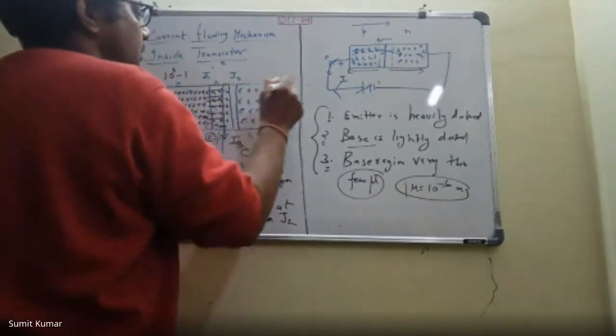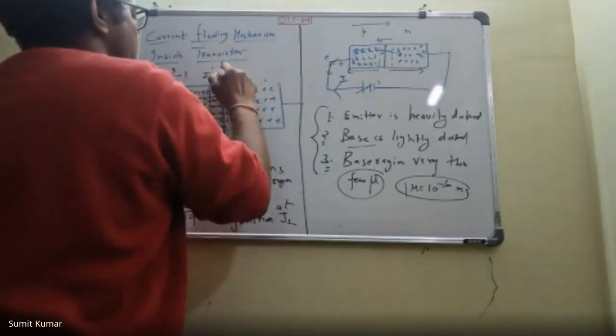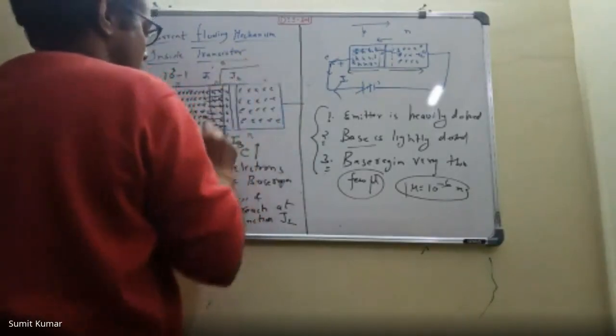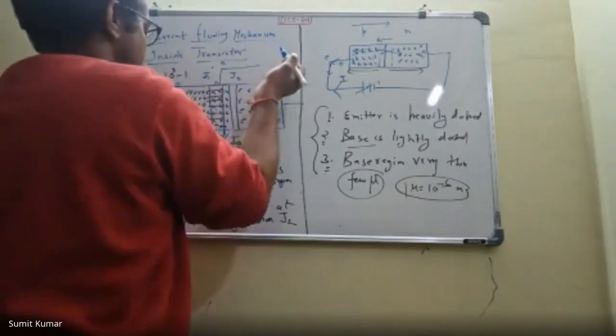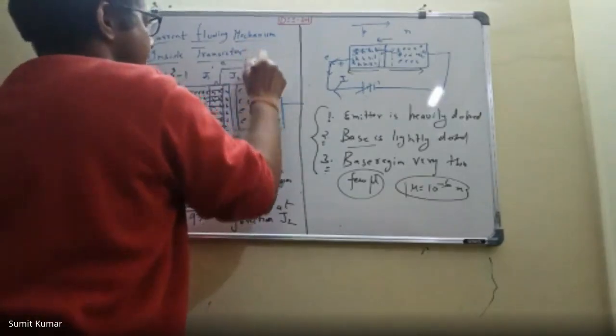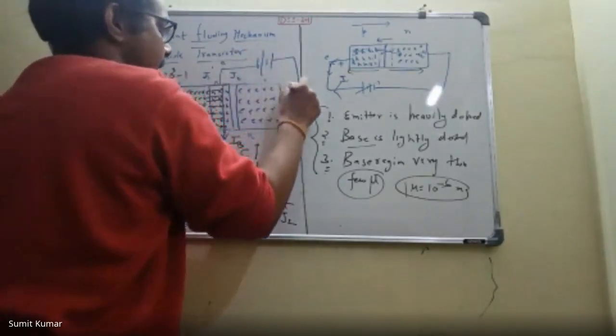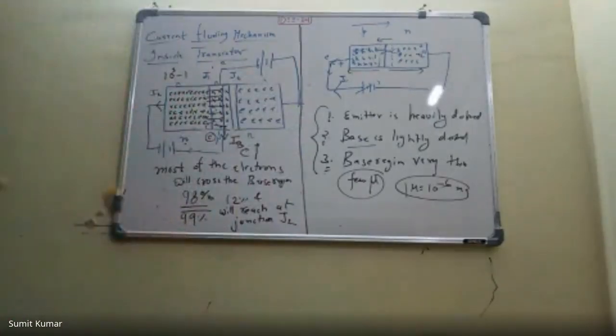So this junction J2 is reverse biased. We have applied, this is P type. So on P type, what will be applied? Negative. So we make this junction J2 reverse biased.